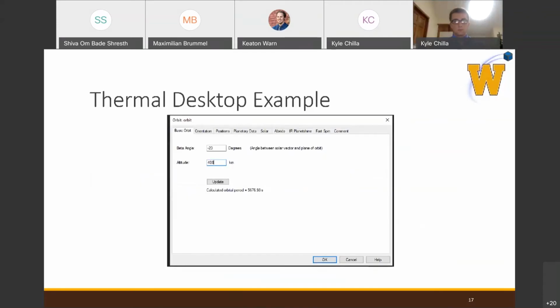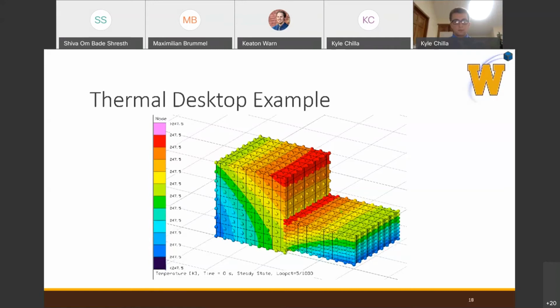This menu shows the basic orbit that I will be testing them at, a beta angle of minus 23 degrees and at an altitude of 408 kilometers. I then applied a heat load on the smaller brick on the right, and this is a representation of the thermal model after the simulation has occurred. As you can see, the values on the left are all within a very small range because the heat applied was very high and the bricks were relatively large with a long steady state condition of 5,000 seconds. And it's from these basic principles that we were able to model each component of the satellite using the respective geometry and physical properties.